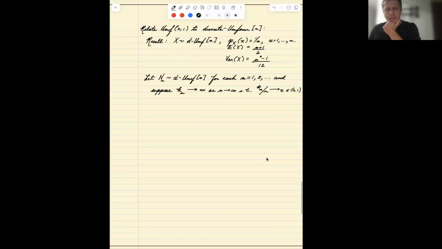Okay, so the statement is, and this is introducing a concept that we won't get to till later on in the course, that the family, so this here N sub n, is a sequence of random variables. And what we can think about doing is taking a uniform random variable.